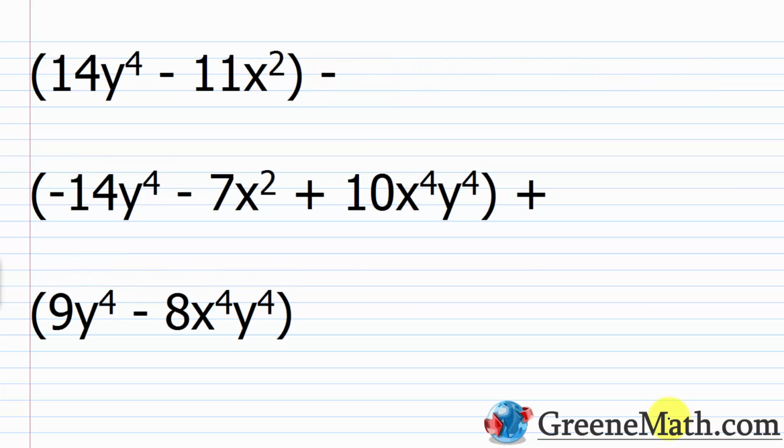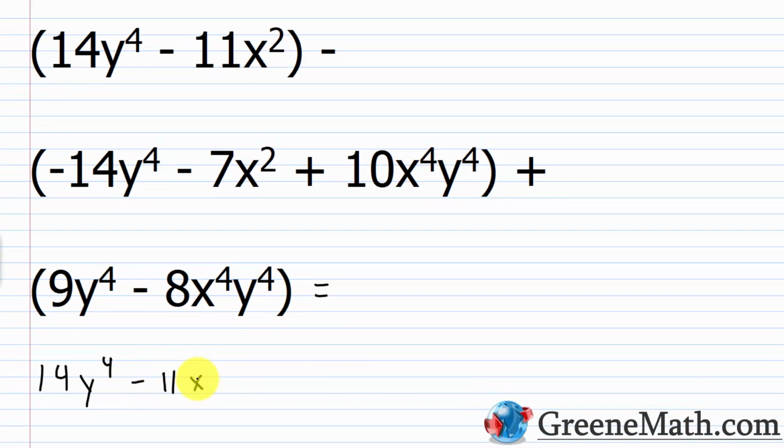All right, let's turn the heat up a little bit, and we'll look at not only a mix with addition and subtraction, we're also going to involve two variables now. So we have 14y to the 4th power minus 11x squared, then minus, we have negative 14y to the 4th power minus 7x squared, then plus 10x to the 4th power y to the 4th power, then plus, we have 9y to the 4th power minus 8x to the 4th power y to the 4th power. So this first one, nothing to do there other than just drop the parentheses. So I'm going to start by just writing 14y to the 4th power minus 11x squared.